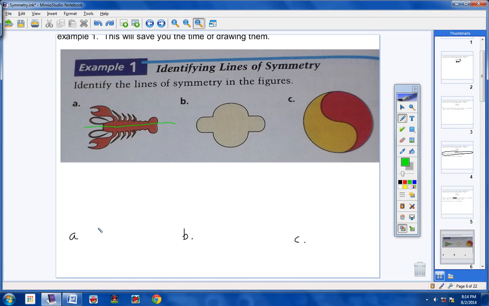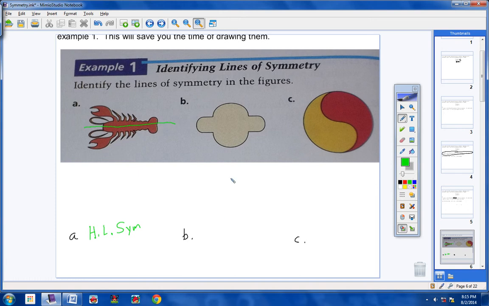And this is letter A, if you want to take notes on this. It has a horizontal, I'm going to put HL from here on to save time, it has horizontal line symmetry. If you were to fold the lobster right on that line, this side over here would fall right on top of this side over here. Okay, let's take a look at letter B.